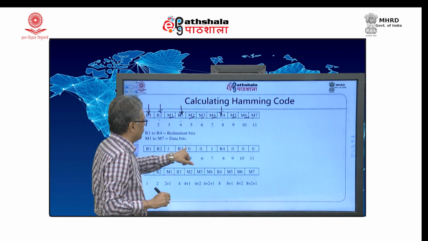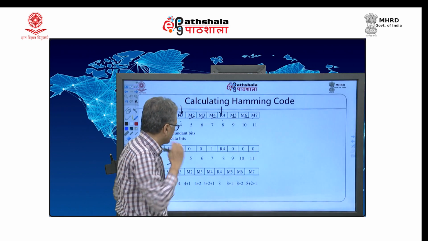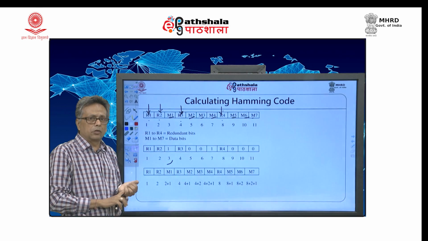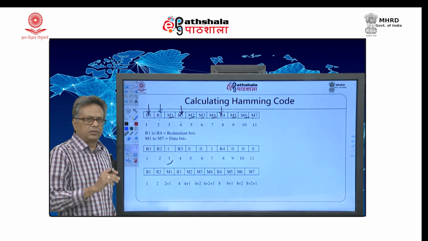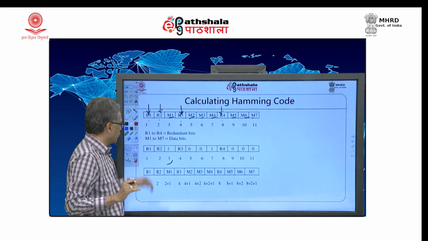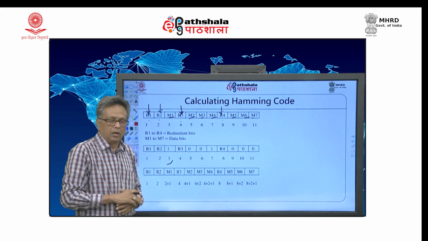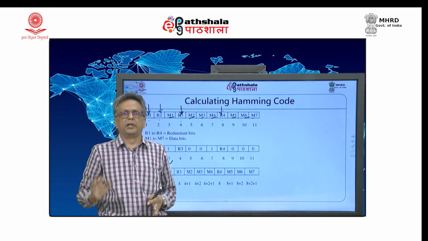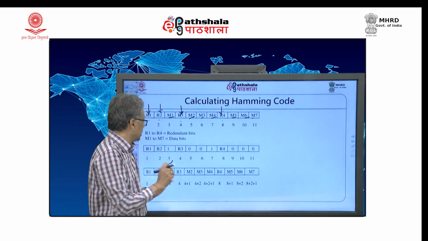So, I will write first of all the ASCII value of H here. Now, I calculate R1, R2, R3 and R4. Calculating R1, R2, R3, R4 again is not difficult, is very straightforward. Basically, they are parity bits, but they calculate parity for typical set of bits and not all bits. Okay. What are these bits?